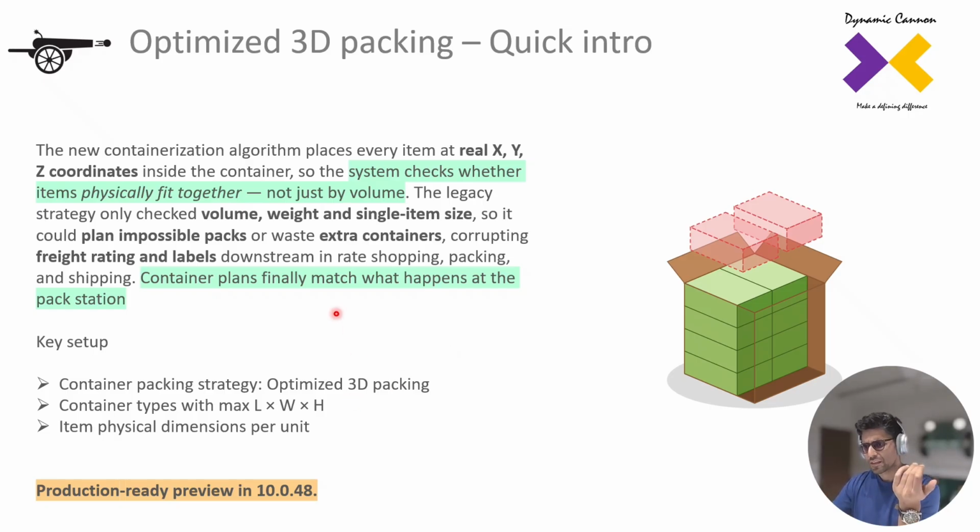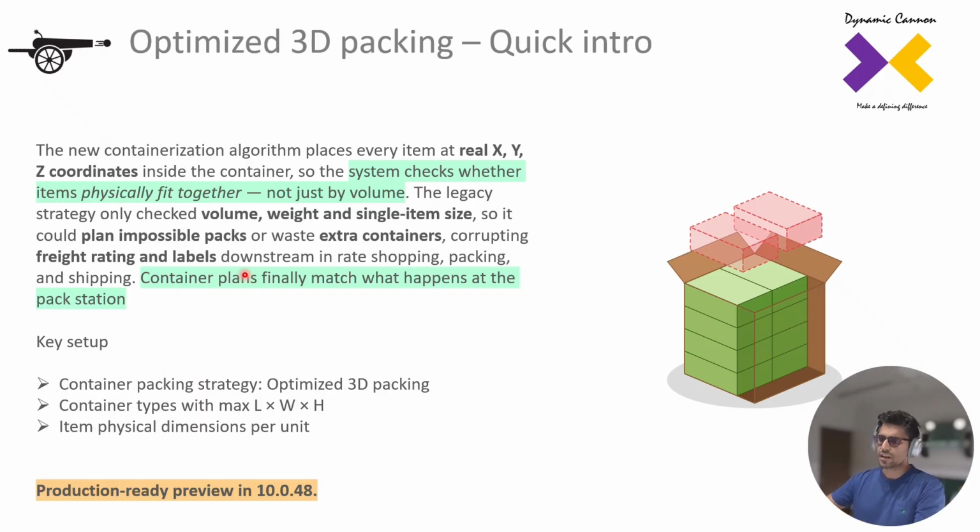Now, this was creating a situation where the system in the legacy was only checking the volume and the weight, as I said, and it was making impossible pack suggestions. Clients have so many SKUs, so many types of boxes, so many types of item dimensions. The impossible pack suggestions were a big issue, corrupting the container suggestion, the freight rating, the labels, everything that happens after containerization went for a toss, right? So you would have noticed not many clients or projects were using automatic containerization for a very simple reason. It was not there, to be very honest.